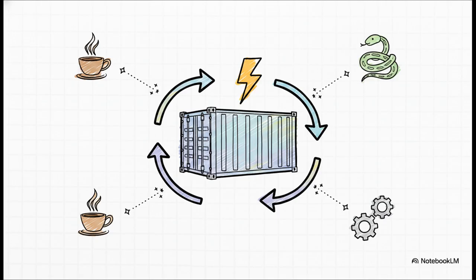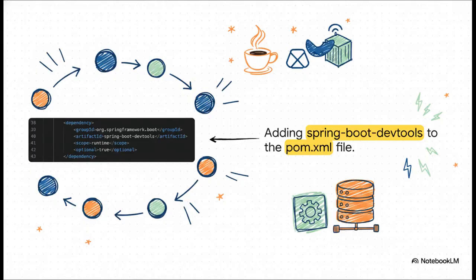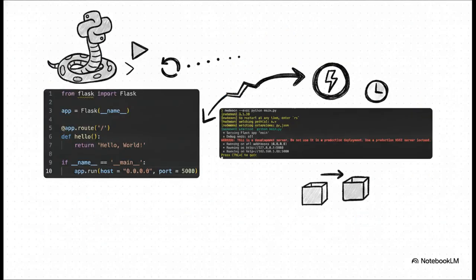Let's look at a few quick examples. Take Java developers, for example. There's no way you need to rebuild those massive jar files every single time. You simply drop the Spring Boot DevTools dependency right into your pom.xml file. Once that's in there, Spring Boot takes over and will automatically restart your application context the moment classes on the classpath change.